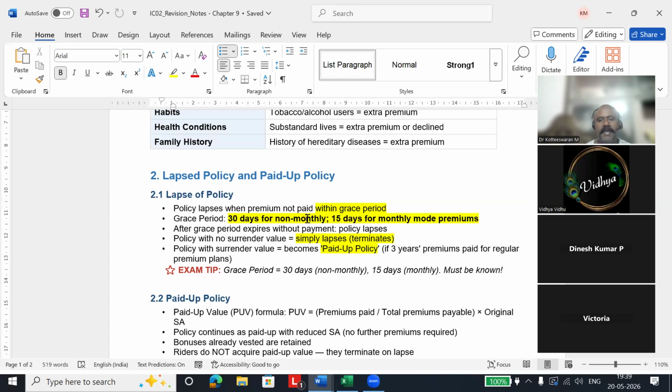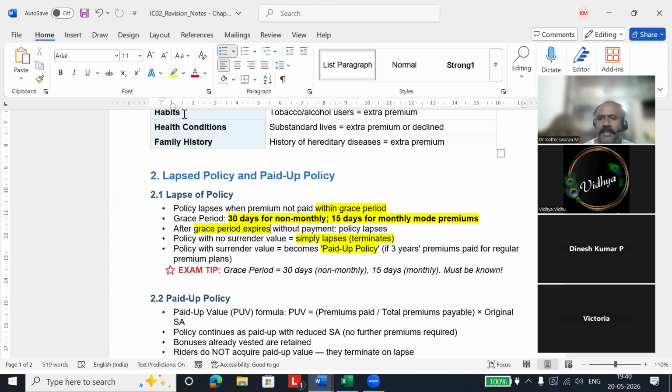Okay. So if you are paying within this grace period, the policy won't lapse. Otherwise, the policy will get closed. So 15 days for monthly premium mode. If you are paying every month as a premium, so today is the last date for premium payment. They will wait till 15 days, that is June 5th. After that, the policy will get lapsed. So this is called grace period. So grace period is 30 days for non-monthly and 15 days for monthly.